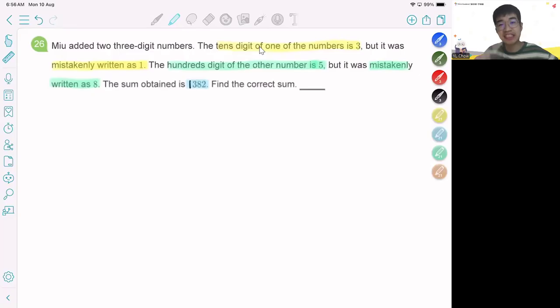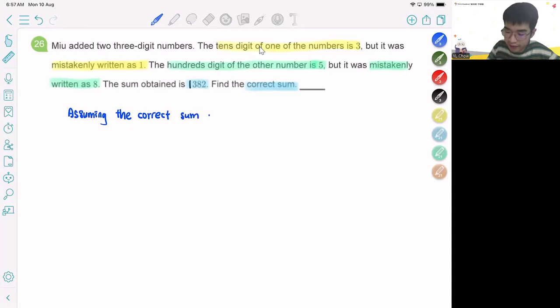Now, this question is similar to what we saw in the last mock test. And you will notice that the key here is whenever I accidentally change one of the digits, the value of that digit, or rather that place value, will change. And that will cause the sum overall to change. And we want to find the correct sum. We want to work backwards. So let's start off with assuming that the correct sum is a placeholder number. So let's give a placeholder for the correct sum.